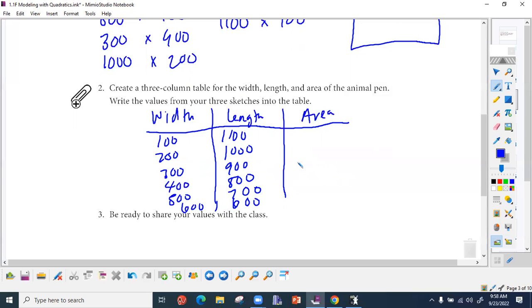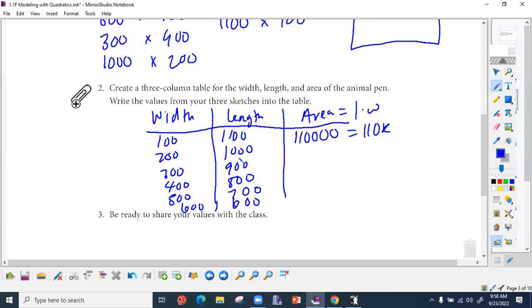Okay. Next is to calculate area, remembering area equals length times width. So what would be the area of my 100 by 1,100? 110,000. Or I can just write it as 110K. Is that okay, if I just write it with the K?